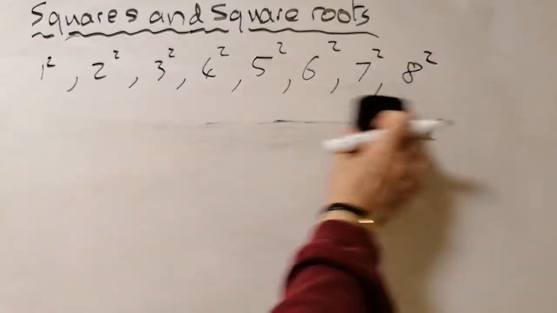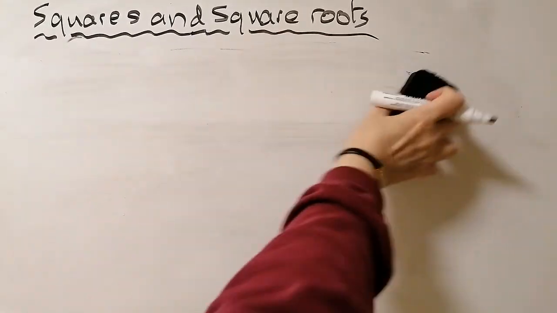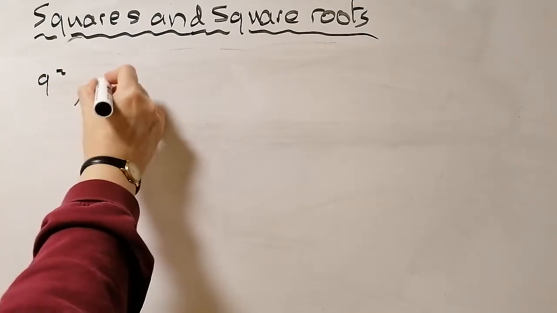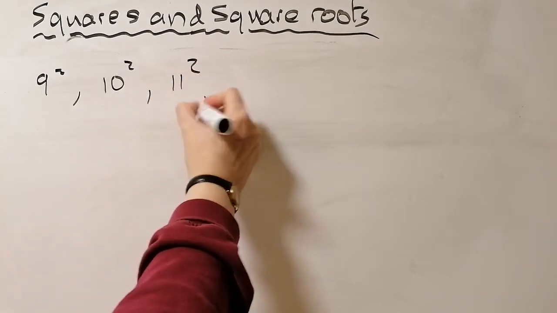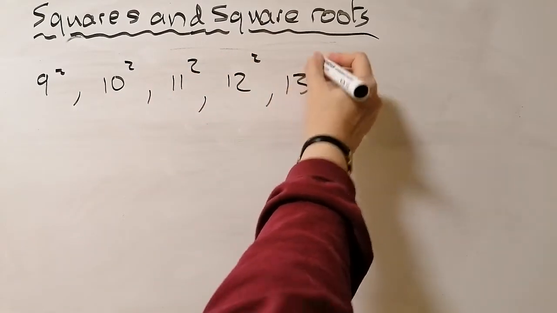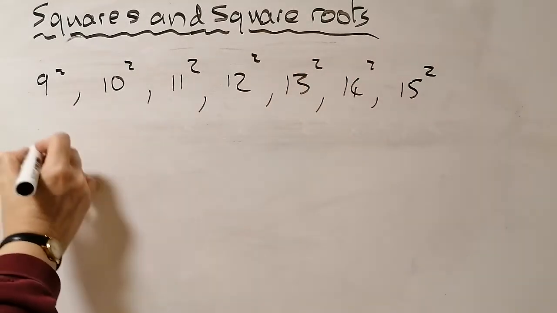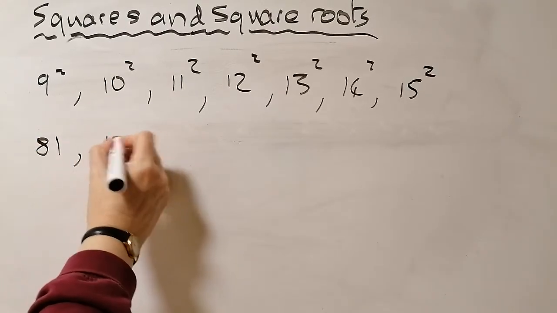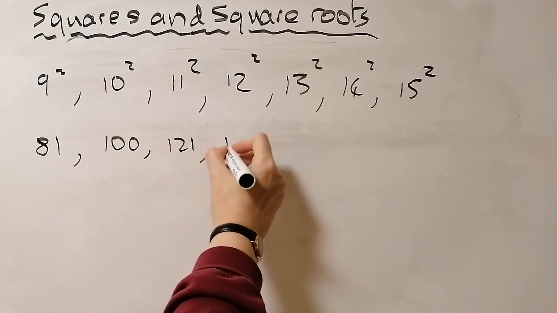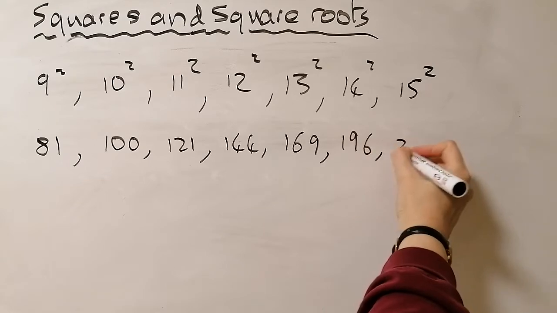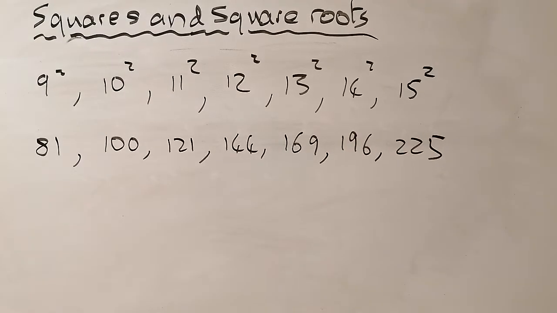After that, it gets a little bit more tricky to remember, but it is basically your times tables. 9 squared, 10 squared, 11 squared, 12 squared, 13 squared, 14 squared, and 15 squared. And we know these to be 81, 100, 121, 144, 169, 196, and 225. And they're the square numbers that you are encouraged to learn basically for your GCSE exams.